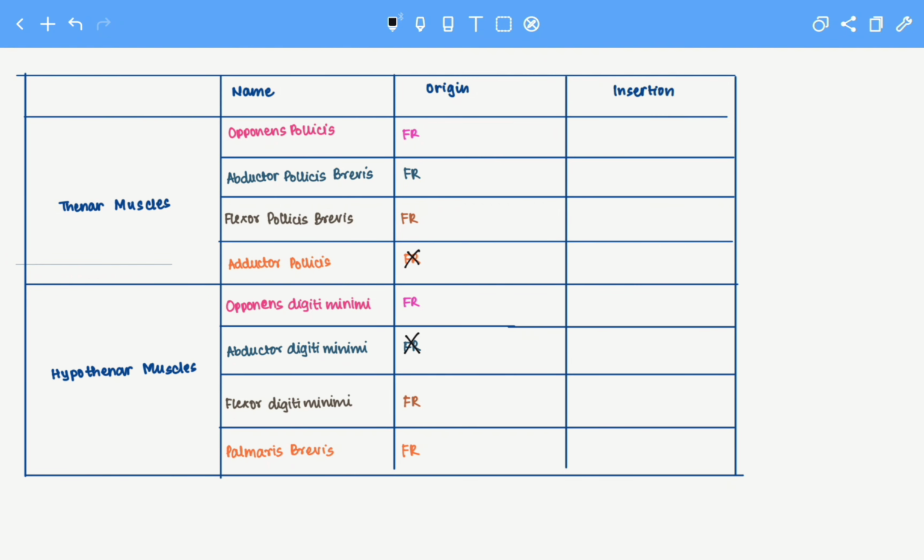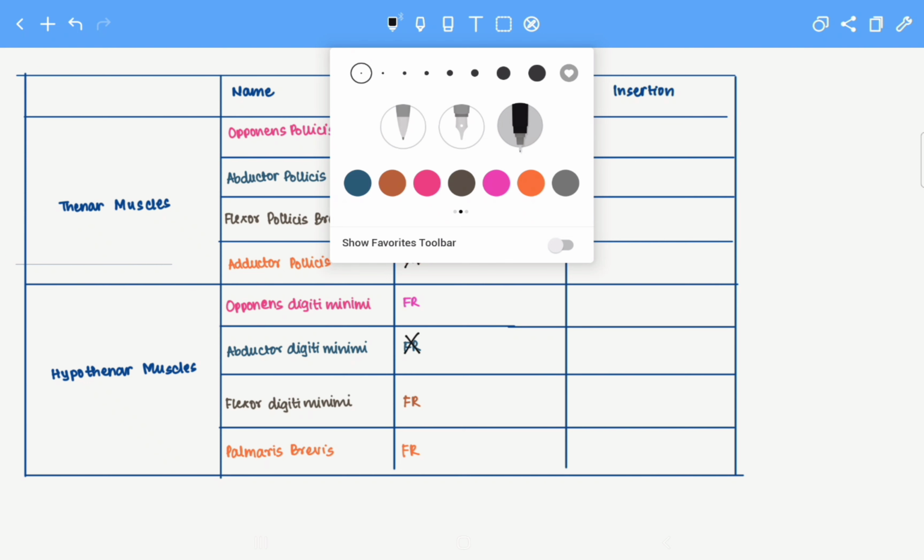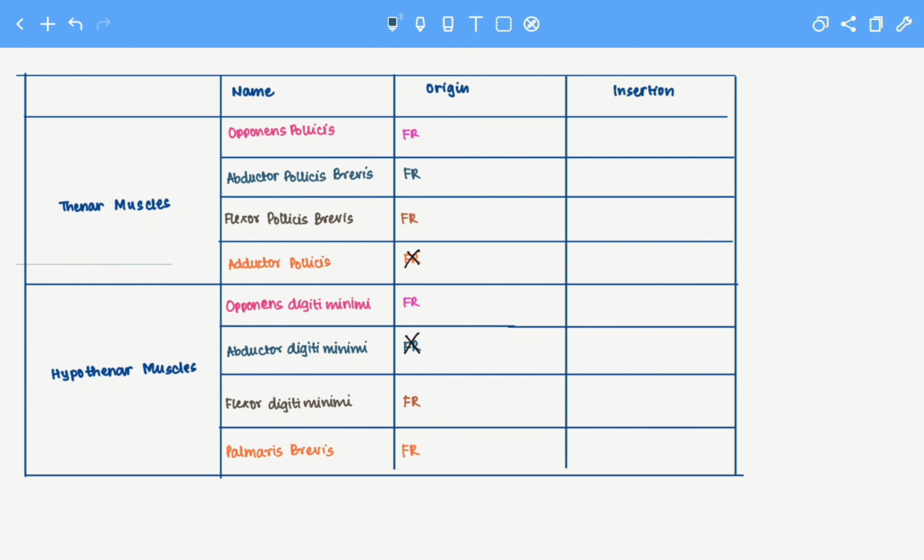Now let's talk about the insertion. So we have opponents, abductor, and flexor that are common in the thenar and hypothenar muscle groups. Let's first talk about the abductor and flexors and their insertion. The abductors and flexors have the same insertion point, which is the proximal phalanx.